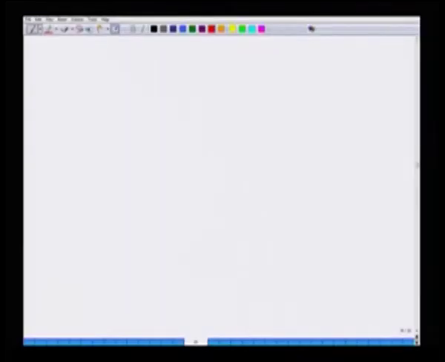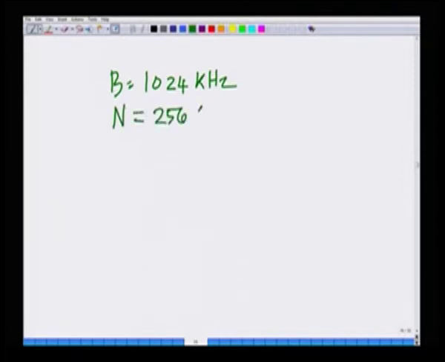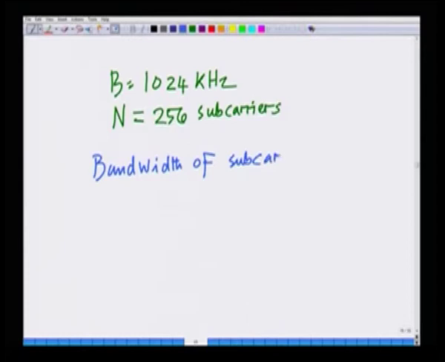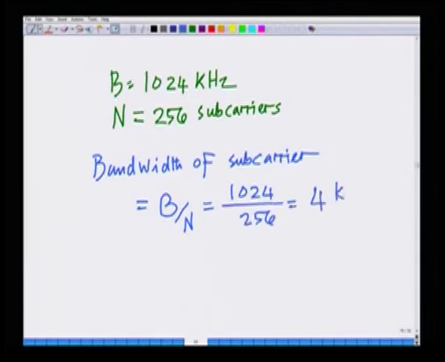Let us say I consider an MCM system. Let me fix the bandwidth at B equals 1024 kilohertz. Let me consider N equals 256 subcarriers. So, then what I have is the bandwidth of a subcarrier equals B over N, which is essentially 1024 divided by 256 equals 4 kilohertz.